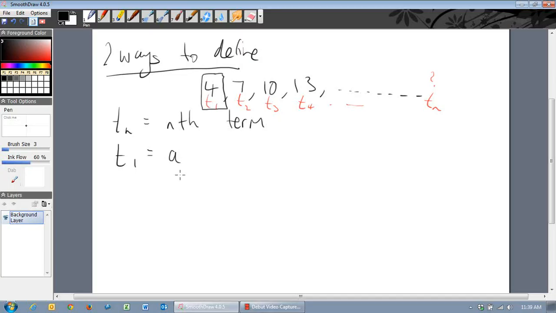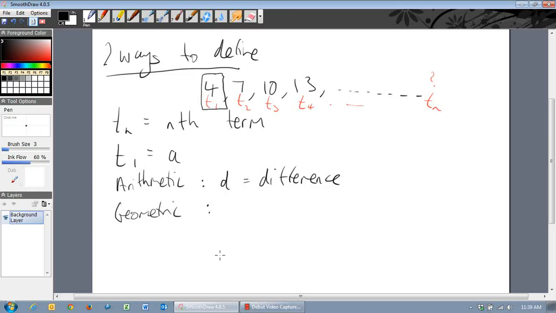Now in arithmetic sequences, what happens? Well, they all go up by the same amount. They go up by the same difference every time. And here we're jumping by 3 each time. And so what we say is that D is the difference. Okay, so in an arithmetic sequence, what's the difference between each term? D is the difference.